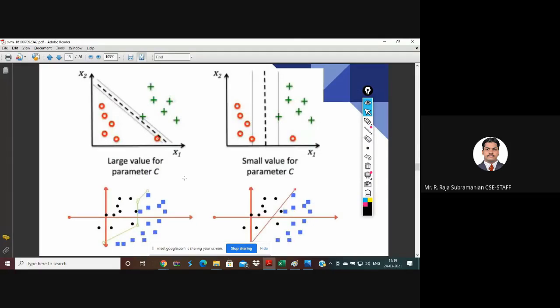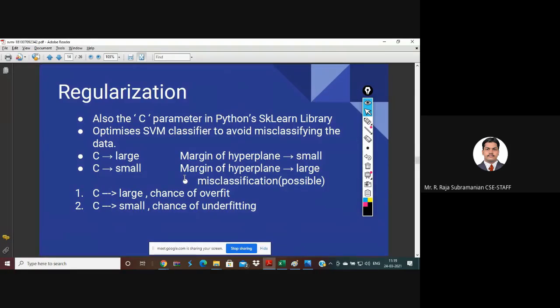Now we will see this particular term called the regularization parameter. We have already seen regularization in linear regression, with two different types of regression, L1 and L2 normalization, say lasso and ridge. Everything comes under regularization, which is used to reduce overfitting, right? This regularization parameter is denoted as C in Python. What it does is understand whether the model is going to be overfitted or underfitted. Let us see this particular example.